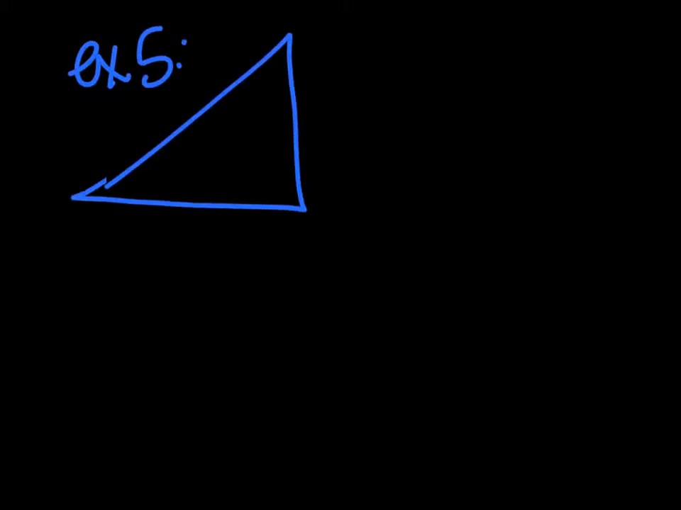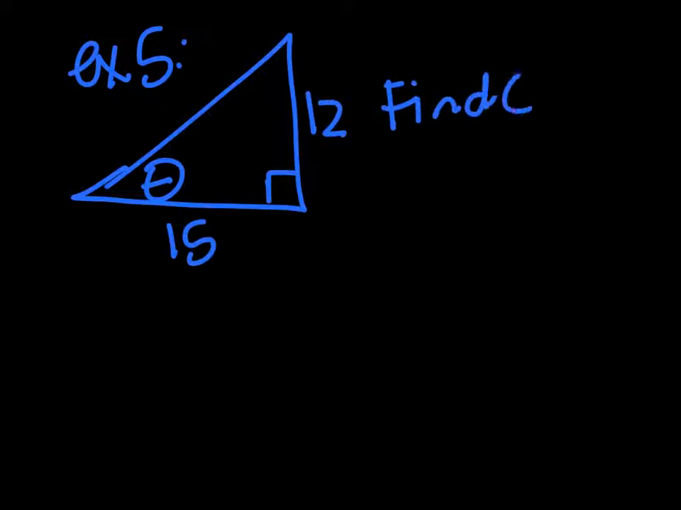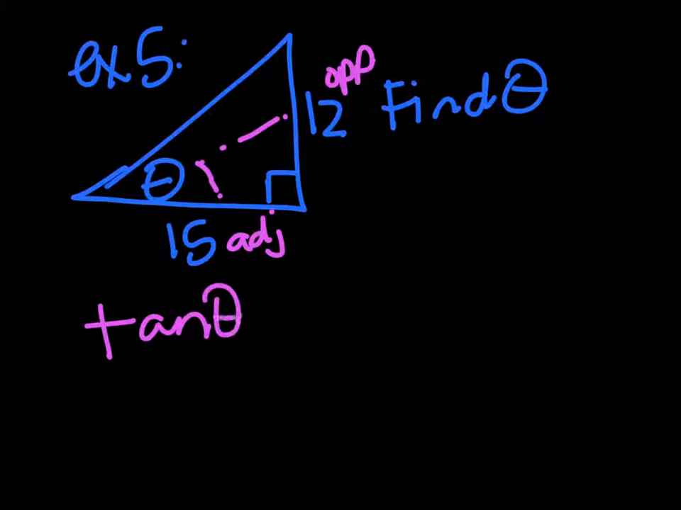So example 5: theta, 15, 12. I want to find theta. From the theta, my 12 is my opposite side, the 15 is my adjacent side, and opposite over adjacent is tangent. So tangent of theta is opposite over adjacent.